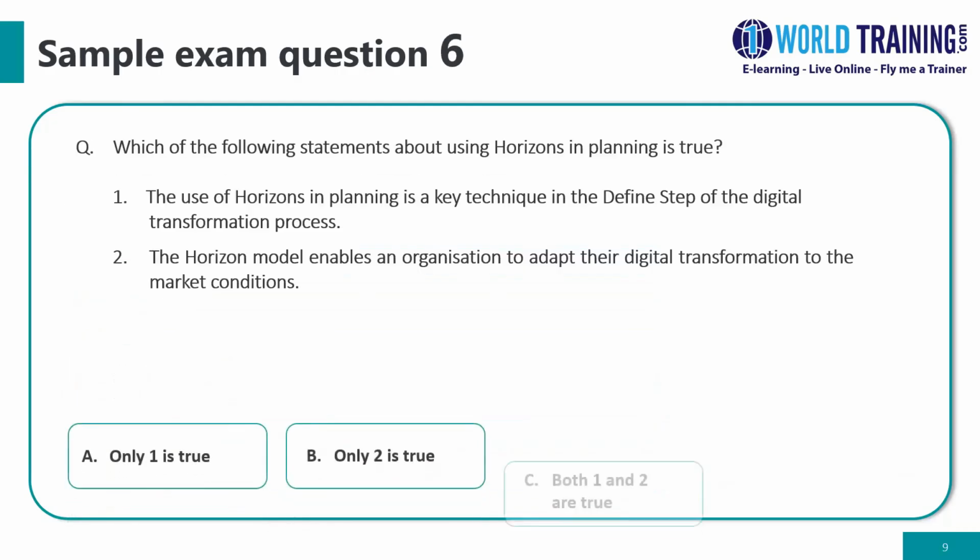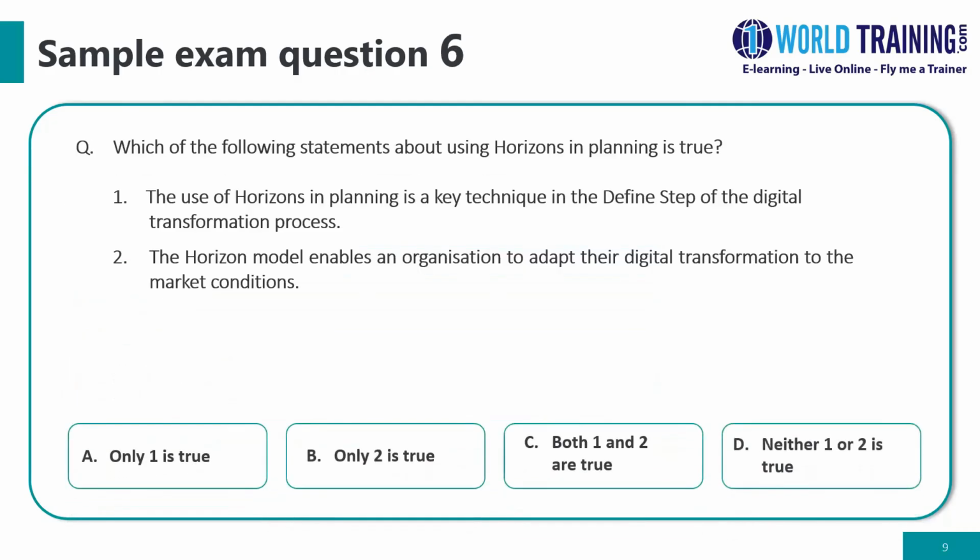Number six, which of the following statements about using horizons in planning is true? The correct answer is only two is true. The horizon model enables an organization to adapt their digital transformation to the market conditions. Whereas the first one, the use of horizons in planning is a key technique in the define step of the digital transformation process, is a wrong statement.